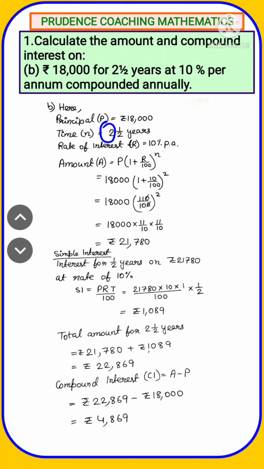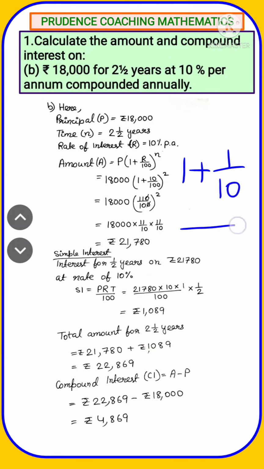So we will calculate the amount for 2 years. On that we will just calculate the interest for half year in simple interest. So let's find out the amount first. First we will solve within the bracket. As you can see, this 0 and this 0 will be cancelled. So within the bracket we will be left over with 1 plus 1 by 10.